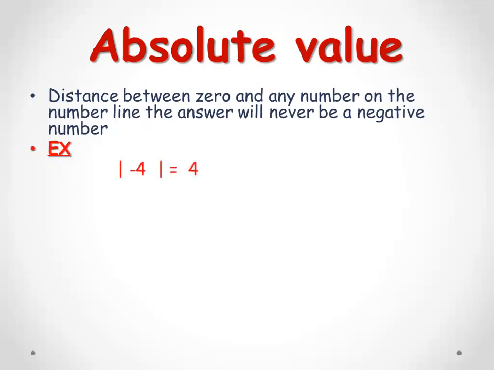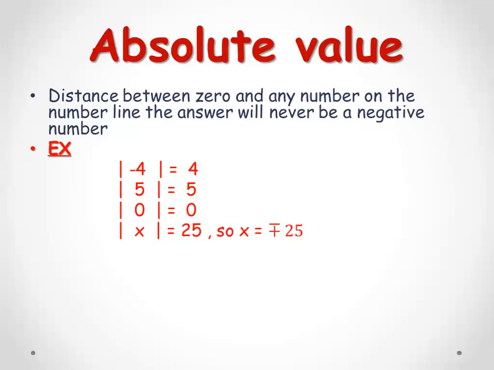Let's see some examples. If I'm asking for the absolute value of negative 4, means I need to know the steps between negative 4 and 0. There are 4 steps. So the absolute value of negative 4 equal 4. The absolute value of 5 equal 5. The absolute value of 0 equals 0, because I'm sitting in the place of 0 and I'm not going to move. So I have 0 steps.